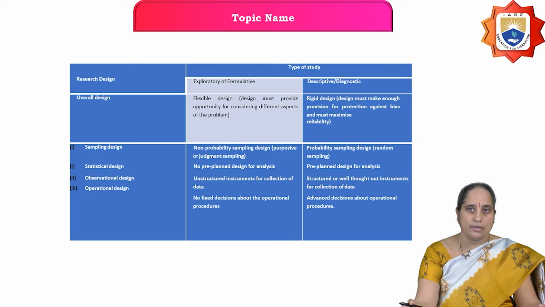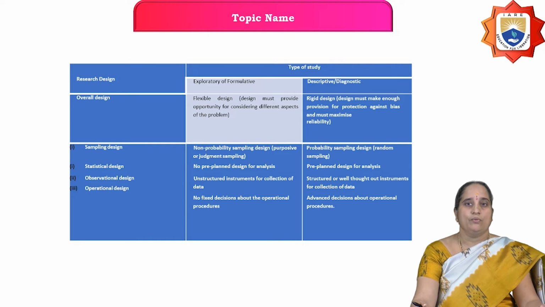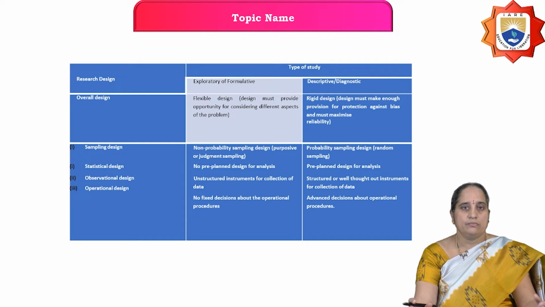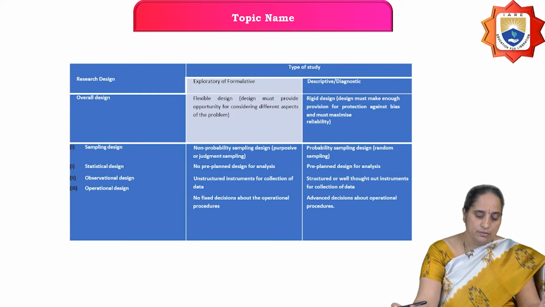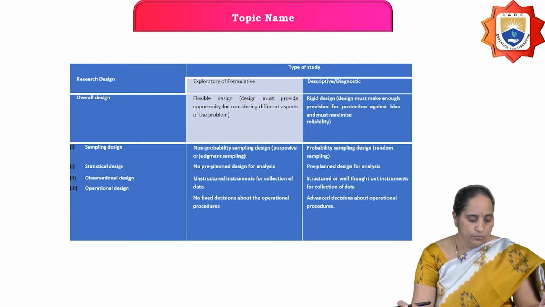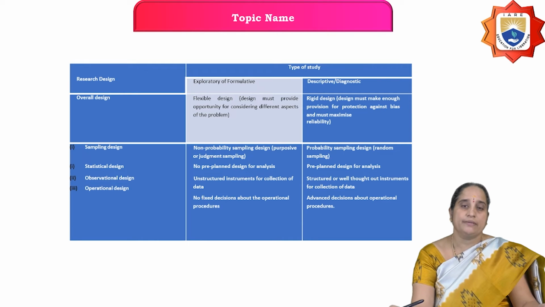But the difference is that in exploratory research, we consider an unstructured questionnaire, whereas in descriptive research, we consider a structured questionnaire. That is the only basic difference in terms of observational designs. Then coming to operational design.